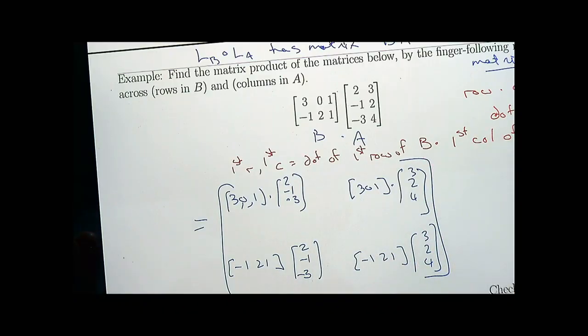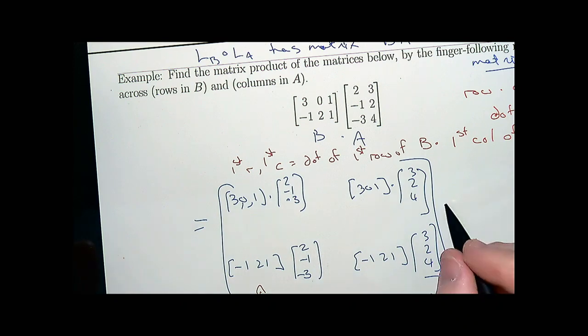If I wanted the one down here, the element in the second row, first column, that's equal to the second row of B dotted with the first column of A. Honestly, once you do 5 of them, it becomes muscle memory. The first time's really awkward, so we'll work through it.